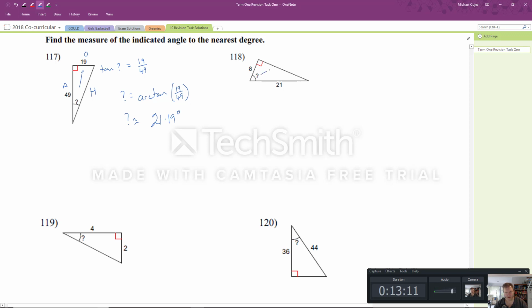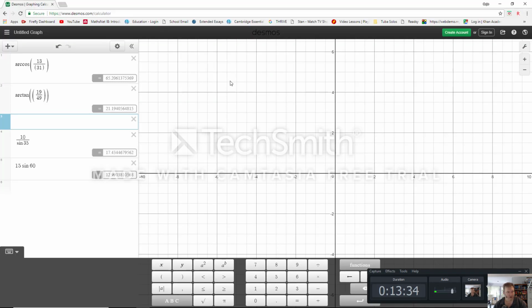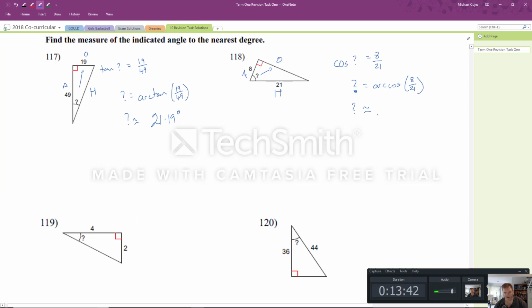Nearly there, 118. That's going to be opposite, hypotenuse, adjacent. Oh, adjacent and hypotenuse is cosine. So the cosine of the question mark is 8 over 21. Question mark is going to equal arc cos of 8 over 21. Question mark is approximately equal to, let's make that 8 over 21. 67.7. And again, this is an angle, so we'll stick our little degree sign there.